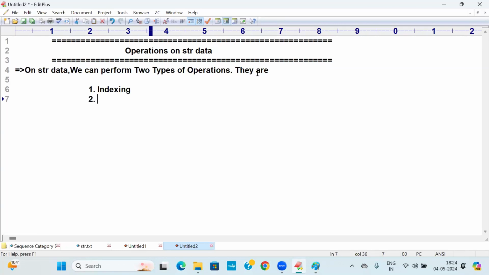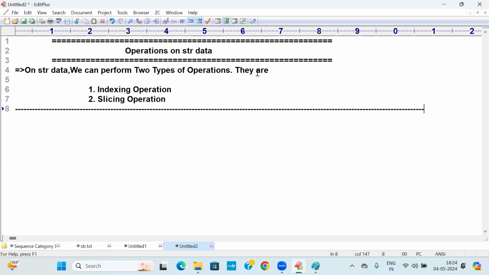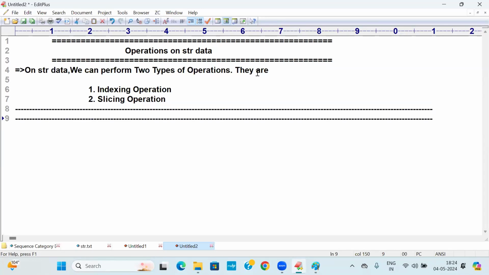Number two is called slicing operations. Indexing operation and one more is called slicing operation. Carefully try to follow, very, very important. Here I'm going to talk about what we mean by indexing operation and what we mean by slicing operation. I want to go through them clearly.